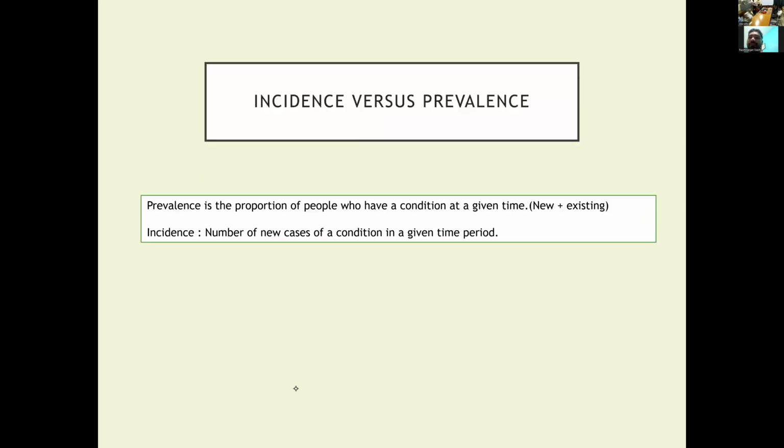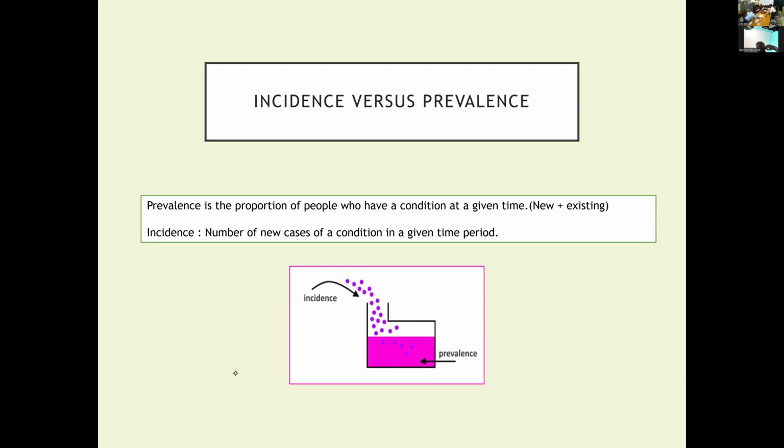Now, something about incidence versus prevalence. Prevalence is the proportion of people who have a condition at a given time. Incidence is the number of new cases at a given time. So if we look at a diagrammatic representation, the prevalence at a given time is all the cases, that is old plus the new. But incidence is only the new cases at a given time.